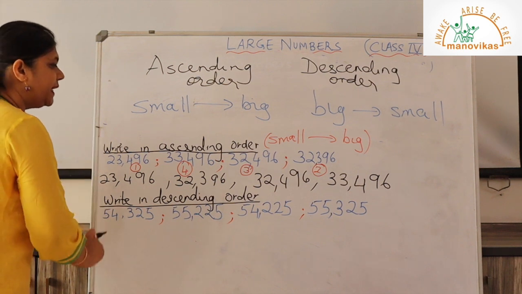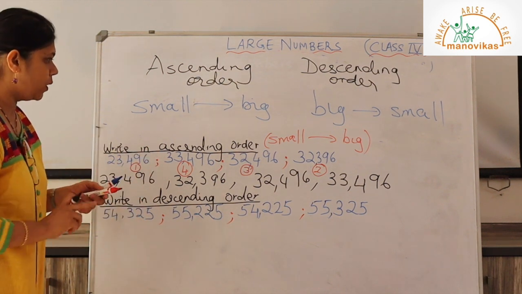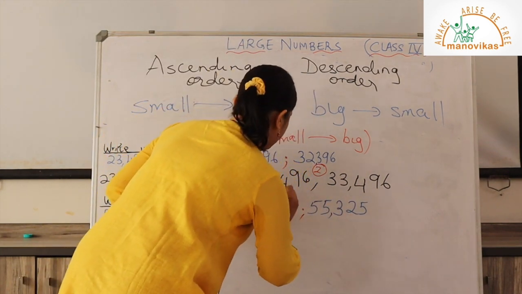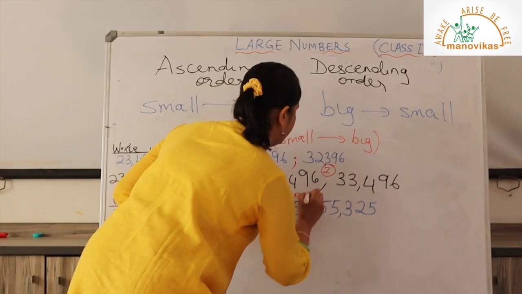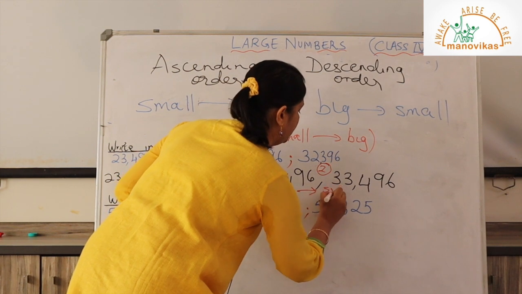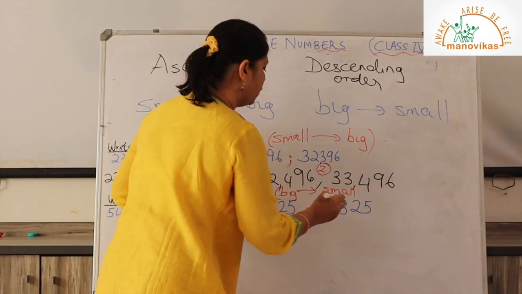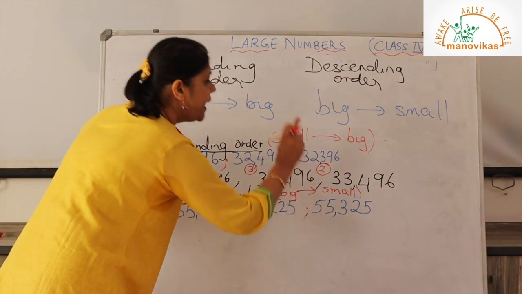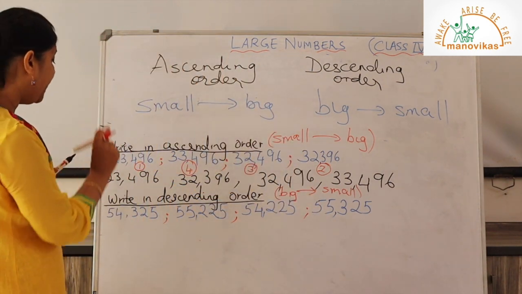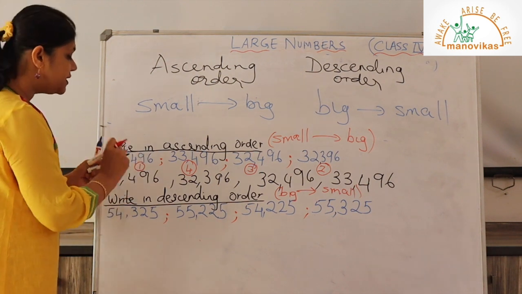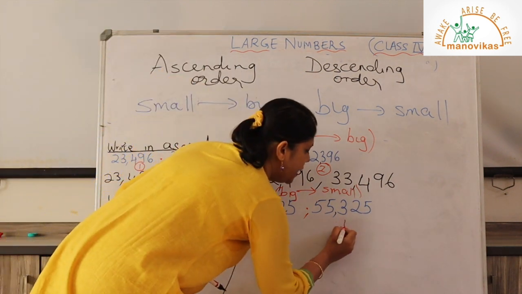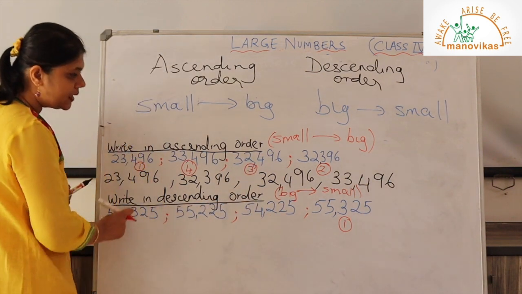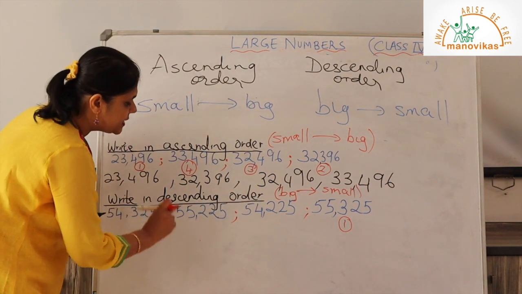Now we will see how to write in descending order. For descending order, how do we write? We write it from big to small, right? So now look at the numbers given again and find the biggest number here. So which is the biggest number? 1, correct?